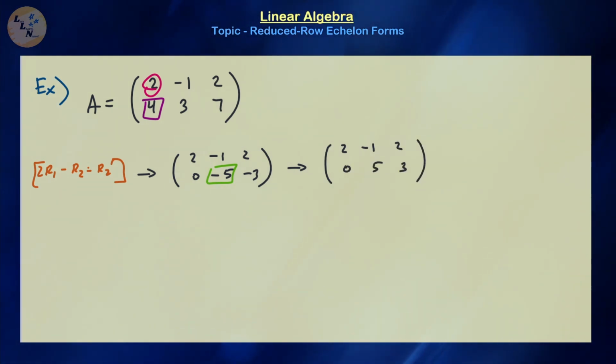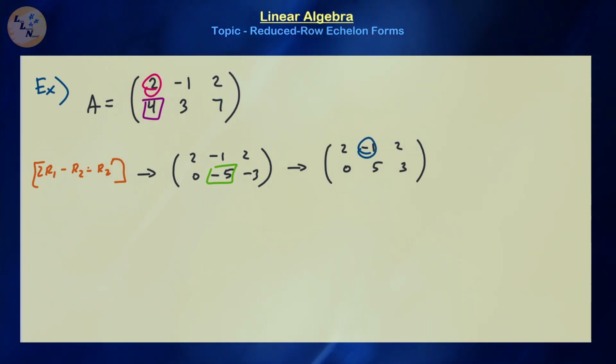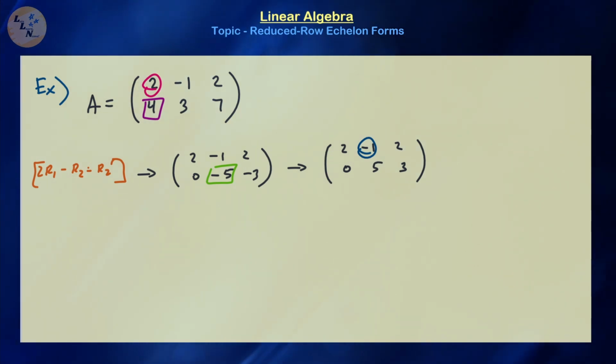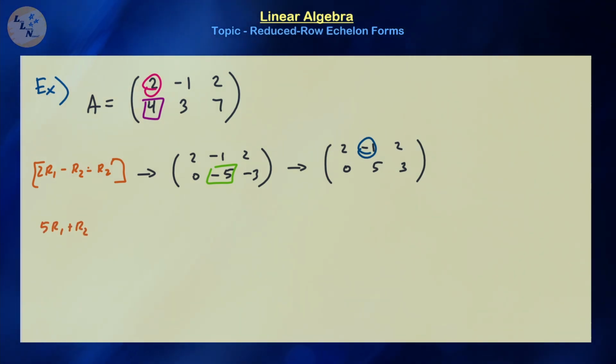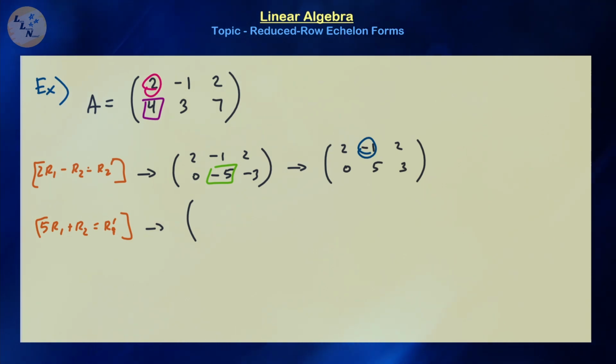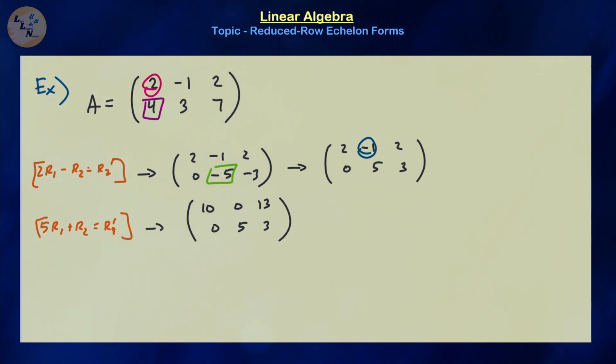Now I can focus on that 5 and that negative 1 in order to make that, for example, 0. How would I go about doing that? I can do 5 times row 1 plus row 2 in order to generate a new row 1. That's going to give me the new matrix. So 5 times 2 is 10, plus 0 is 10. 5 times minus 1 is minus 5, plus 5 is 0. 5 times 2 is 10, plus 3 is equal to 13. And then my last row is going to remain fixed. So once I have that, now my goal is to make these both equal to 1.